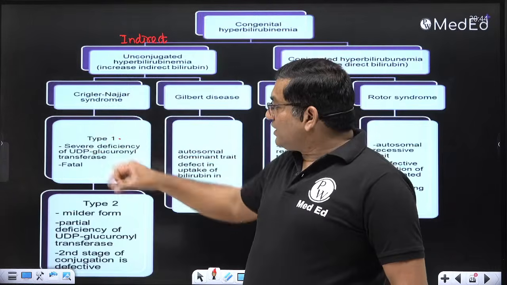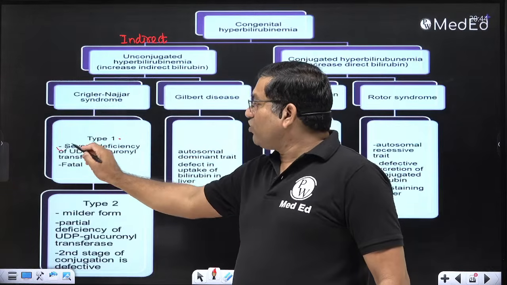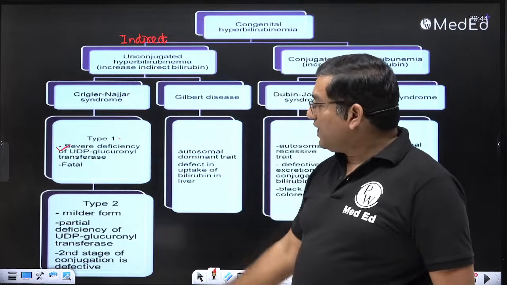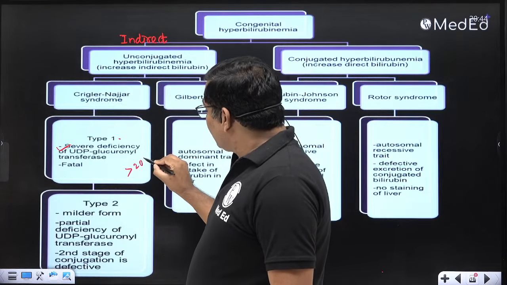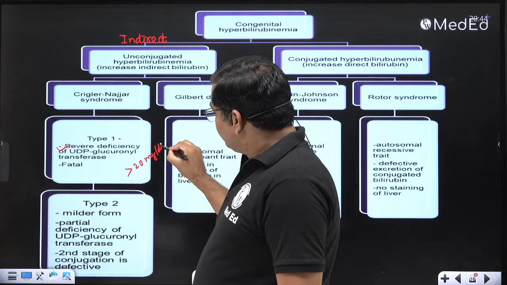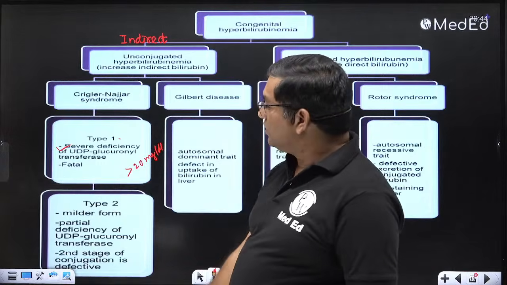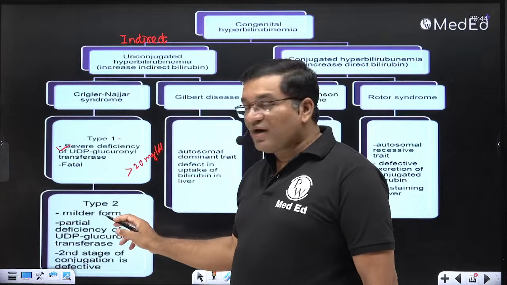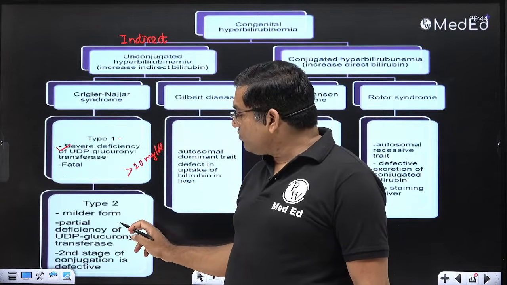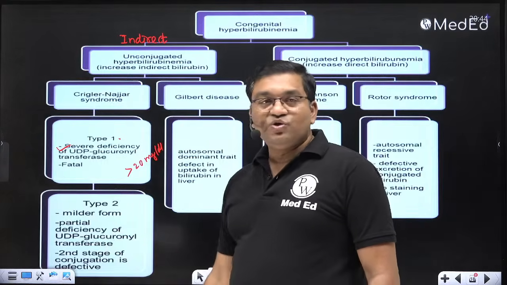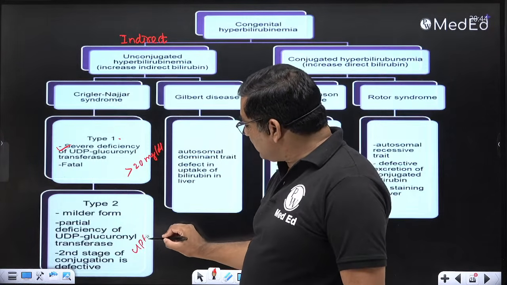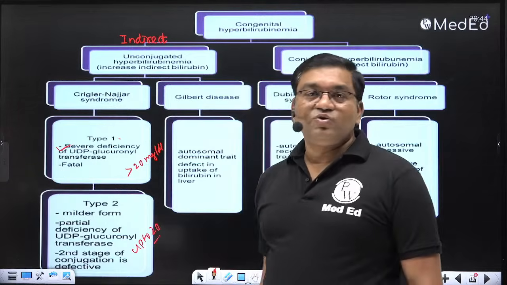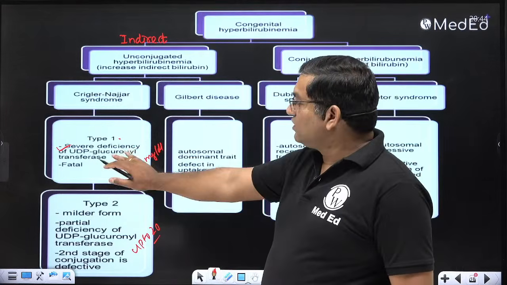So here in type 1 there is complete deficiency of UDP glucuronyl transferase, and it is a severe condition in which bilirubin goes more than 20 milligram per deciliter. Type 2 is a milder form. There is partial deficiency of UDP glucuronyl transferase, and bilirubin can go up to 20 milligram per deciliter. So there is kernicterus.